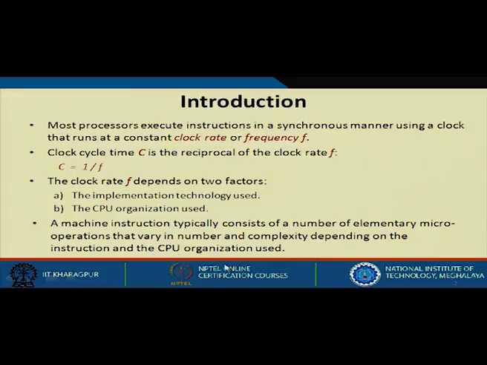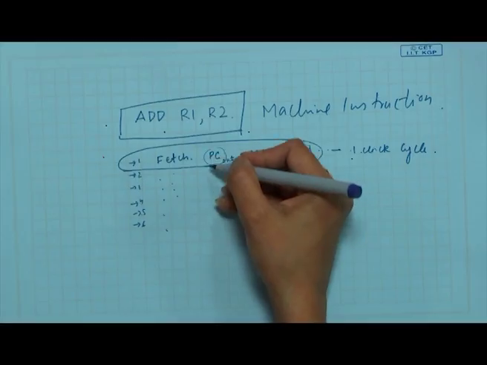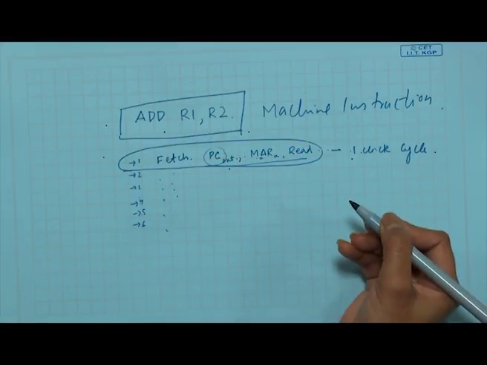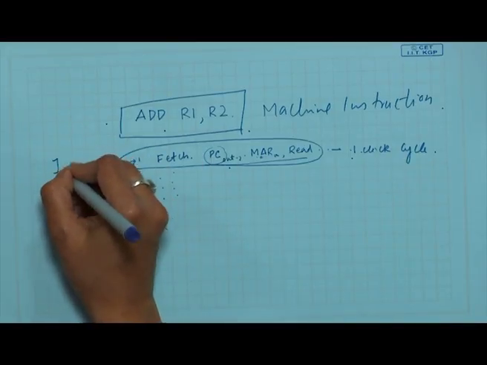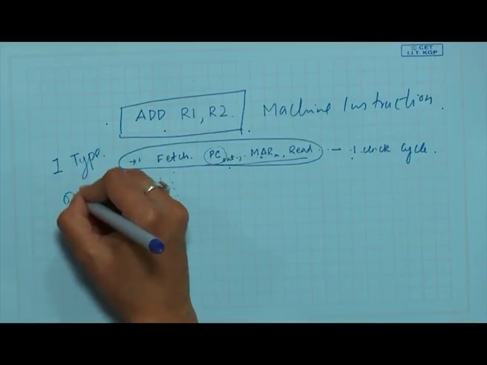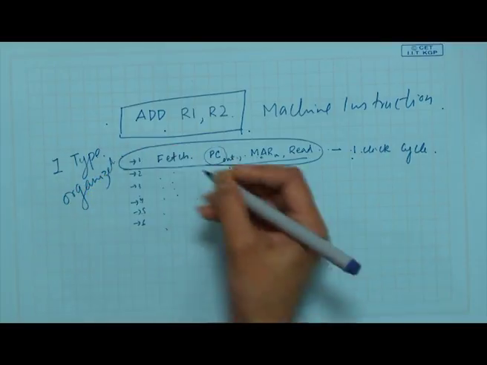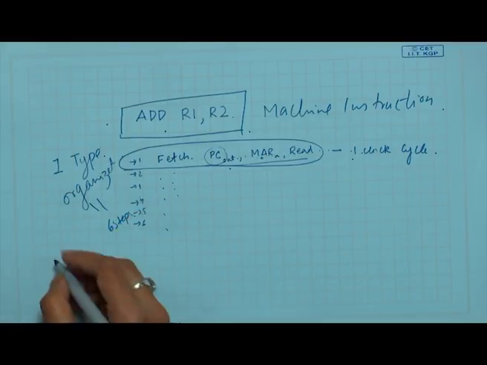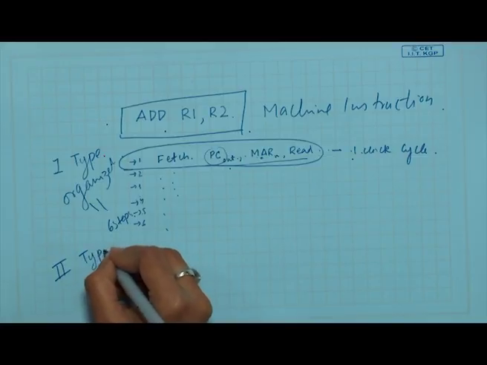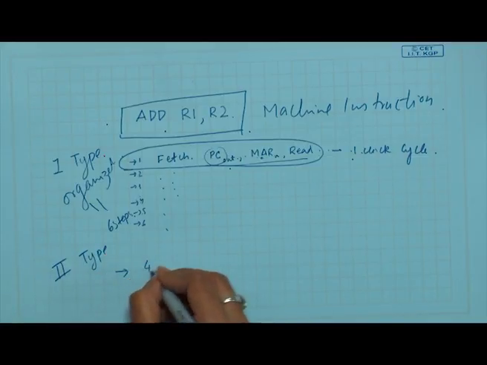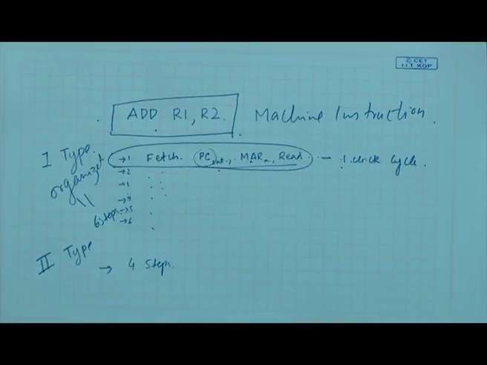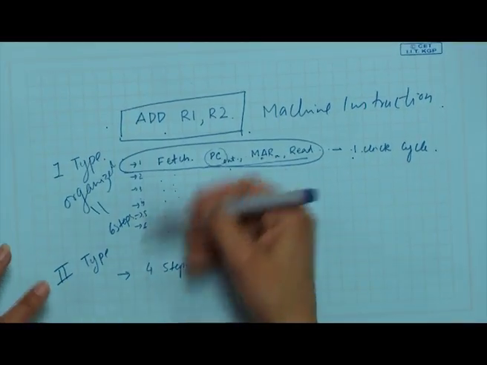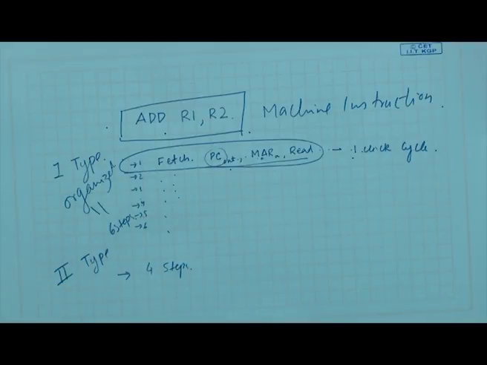Now, if you use a different CPU organization, these steps might be different. Say, for one type of organization, it requires 6 steps. For another type of organization, it may take 4 steps. So, we really cannot say how to differentiate. It depends on the organization used, and it depends on the complexity of the instruction as well.